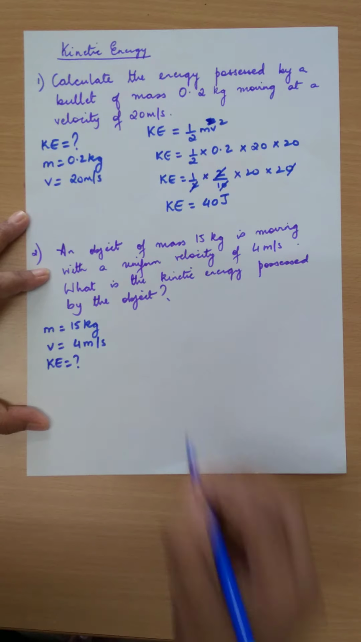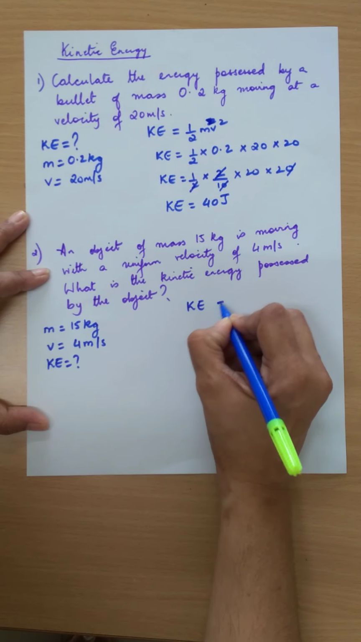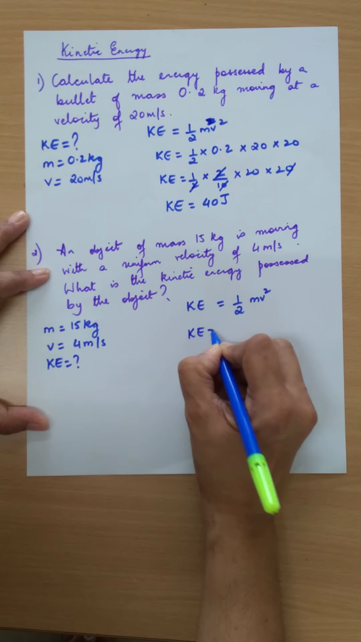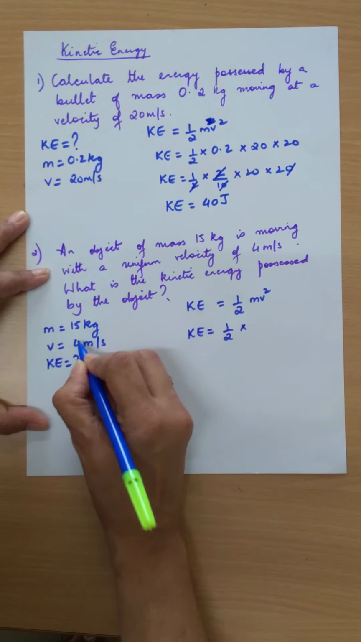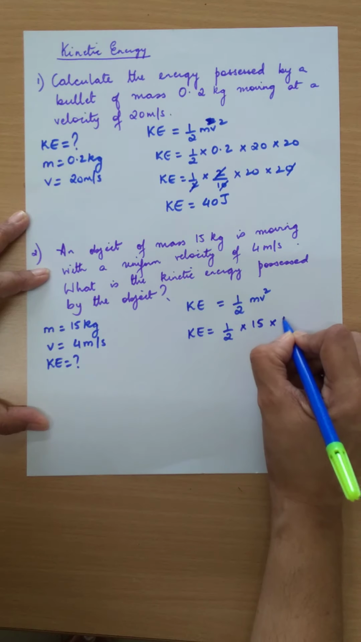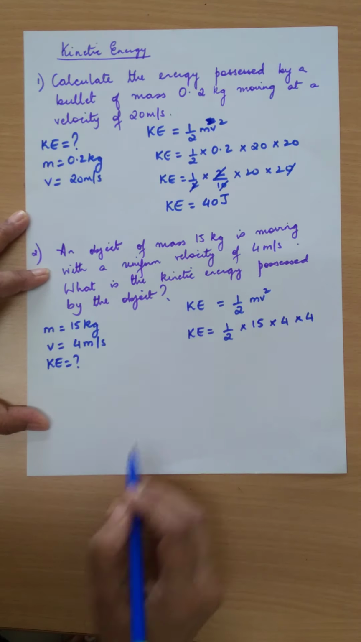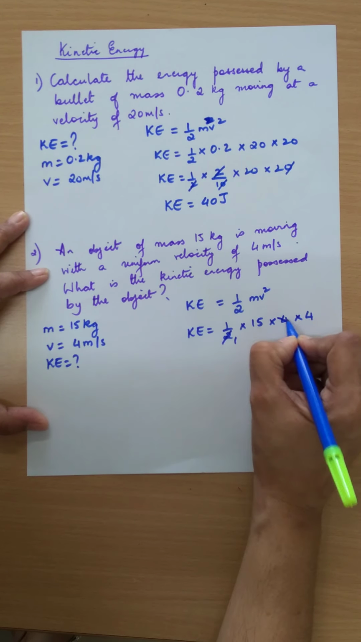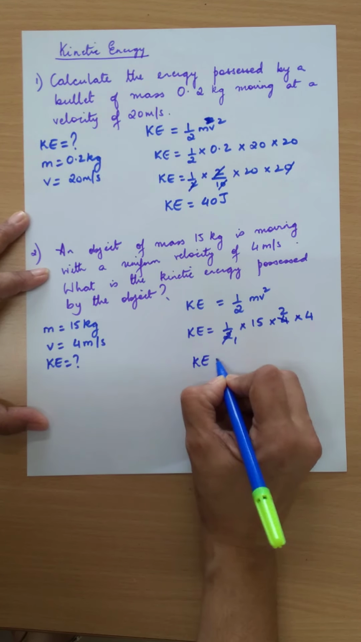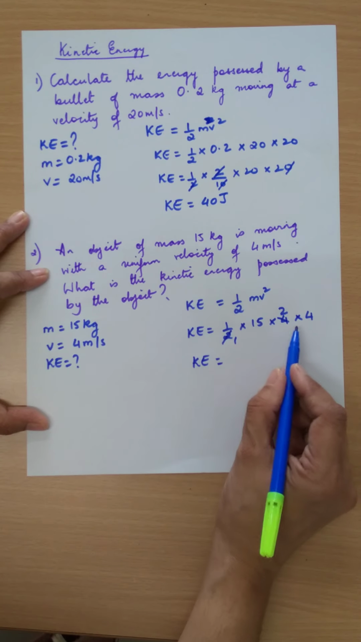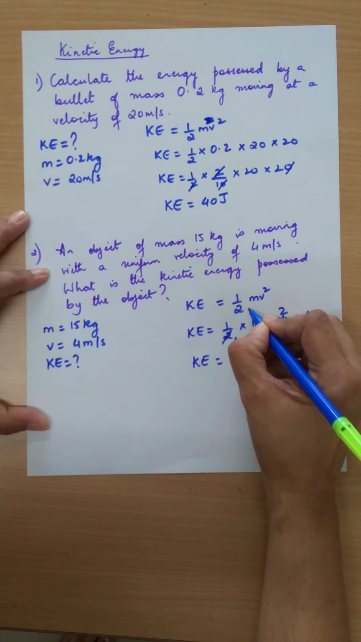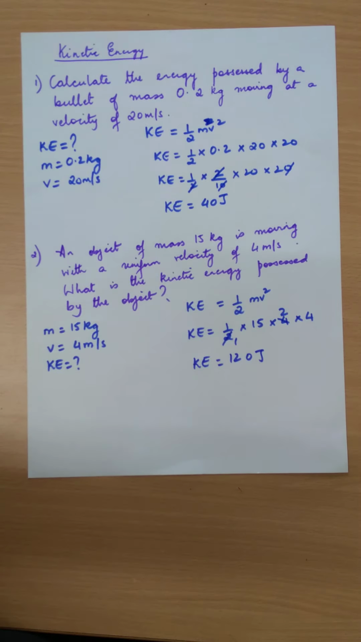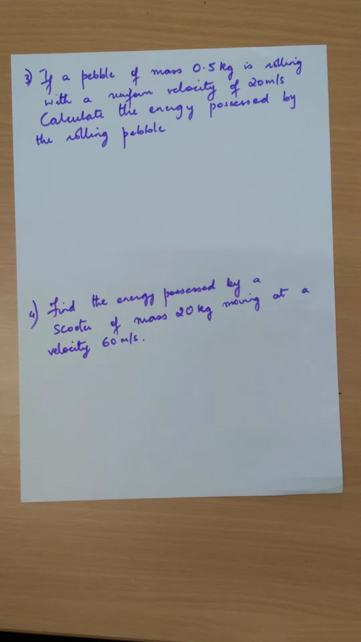So same formula, kinetic energy is equal to half mv square. So kinetic energy will be half multiplied by m is 15. Multiplied by 4, multiplied by 4. V is 4, so 4 into 4. 2 ones are 2, 2 twos are 4. So kinetic energy is 15 multiplied by 8. So that's 120 joules.